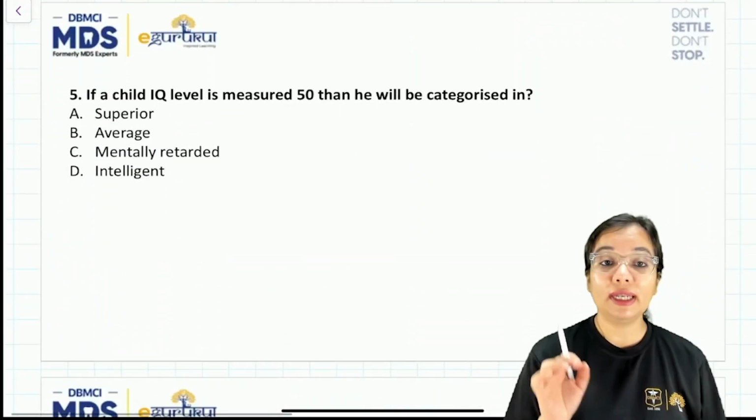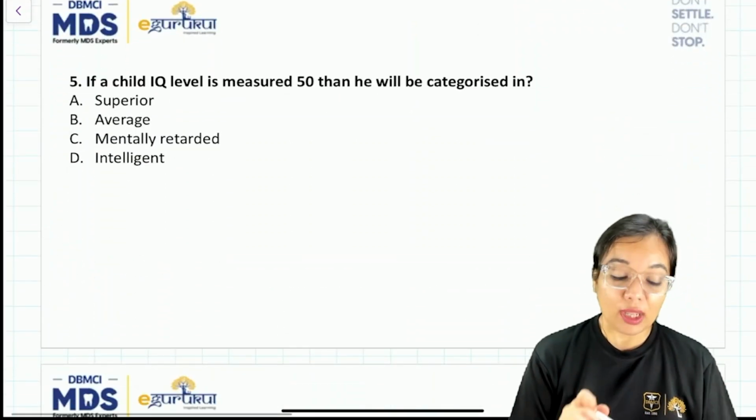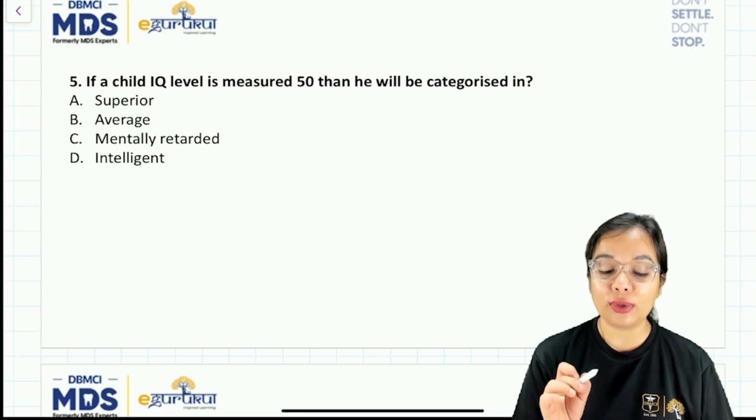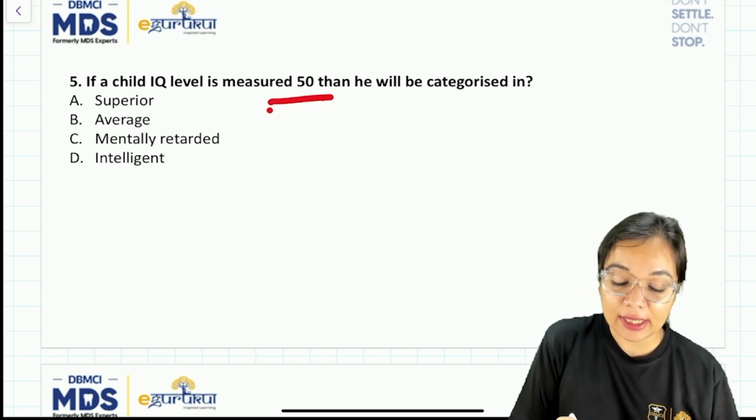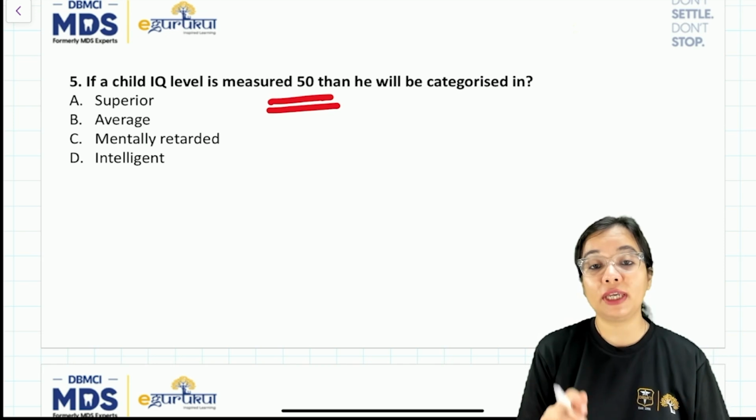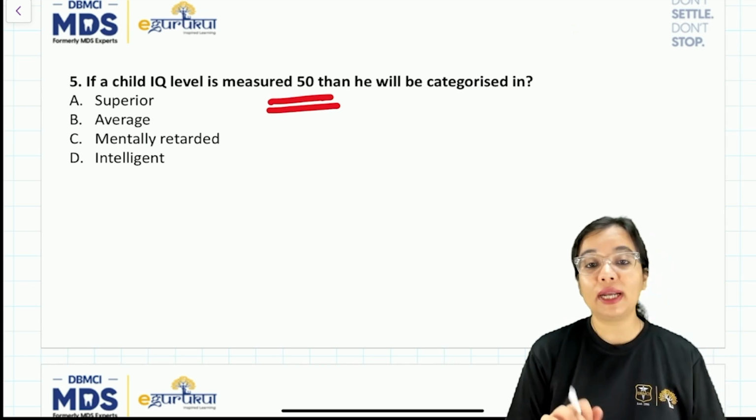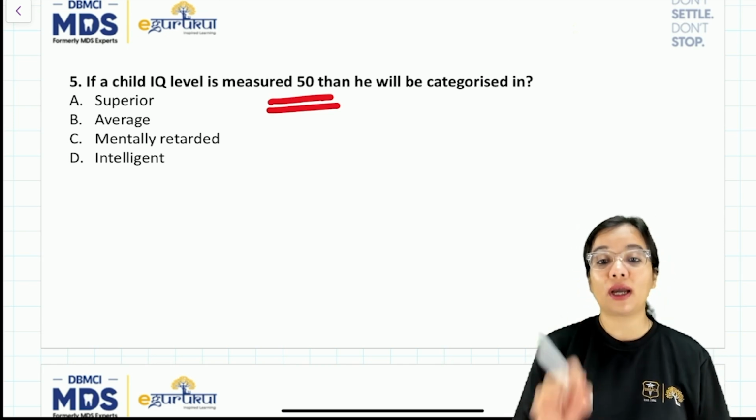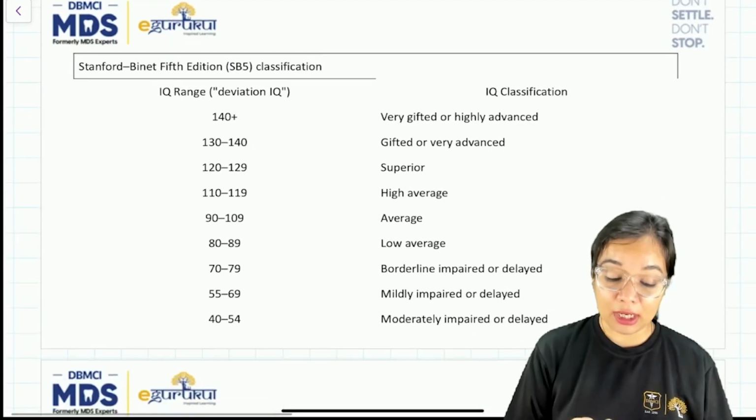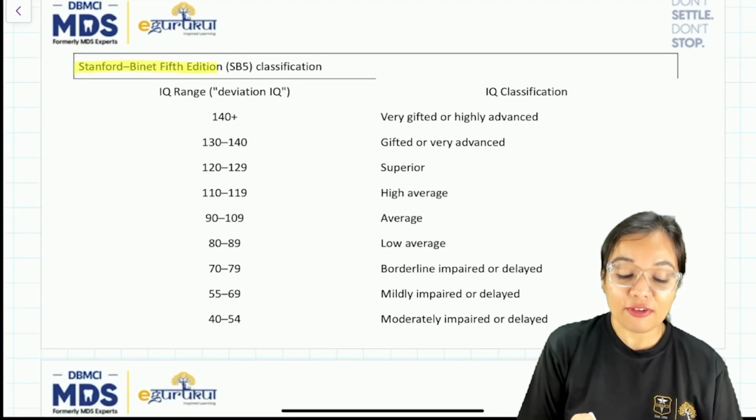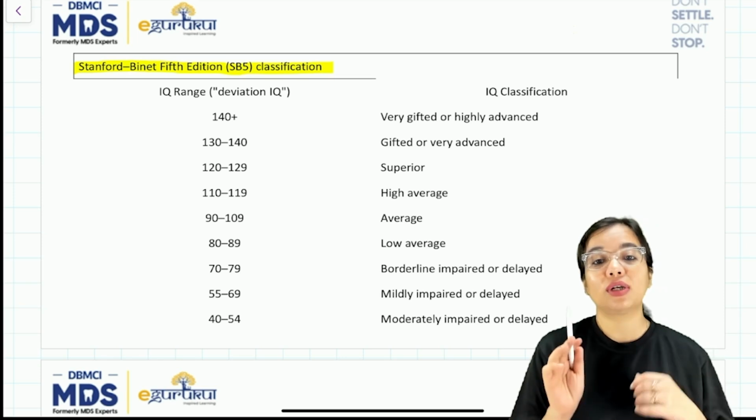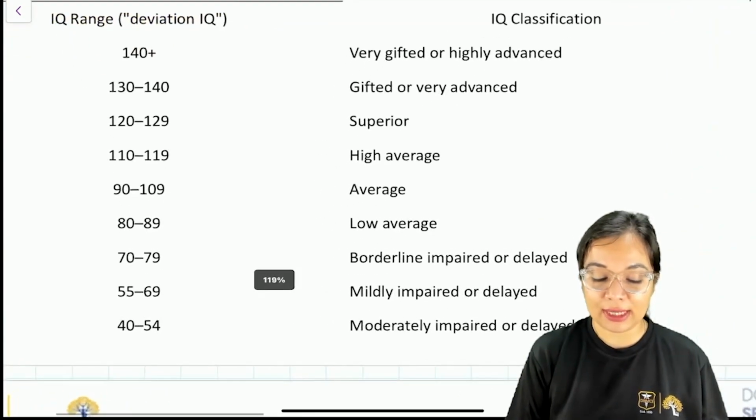Okay, then the fifth question is, if a child's IQ is measured as 50, then what will be the category, or where will he be categorized? So for that, I want you all to learn by heart a table that is given in the book Stanford-Binet, 5th edition. So the classification goes something like this.